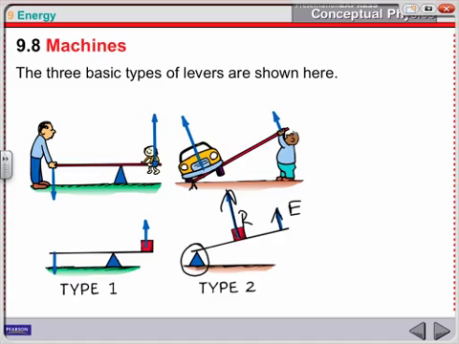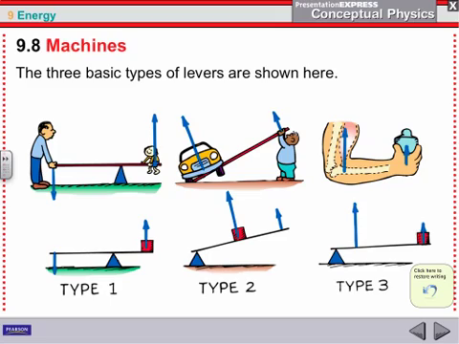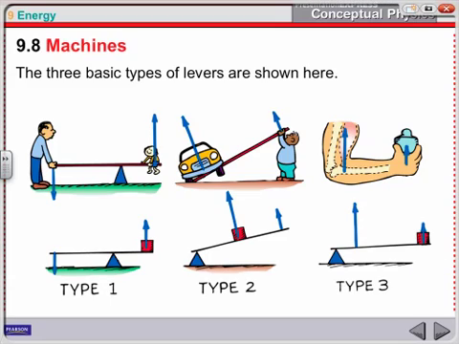If you just remember, every single one of these switches what's in the middle. So in a first class lever, the fulcrum's in the middle. In the second class lever, the resistance is in the middle. So what do you think will be in the middle in the third class lever? In the third class lever, that's where my effort is. So here's my effort, here's my resistance, and here's my fulcrum.